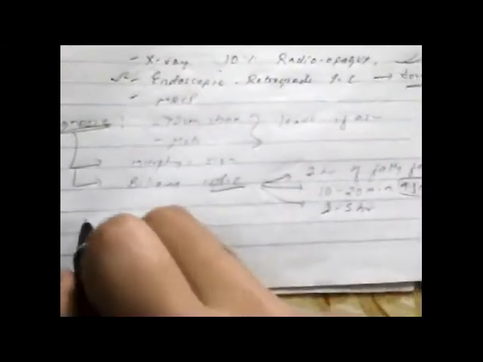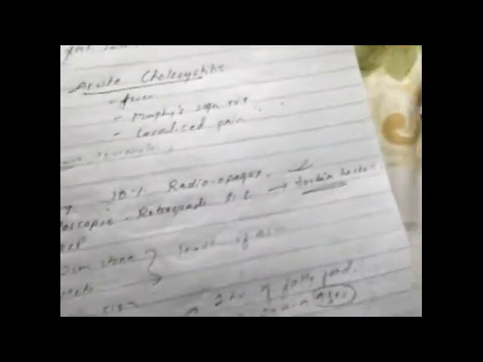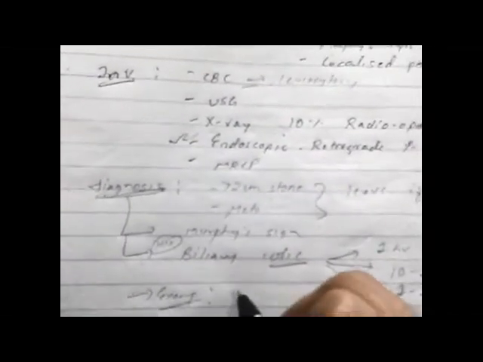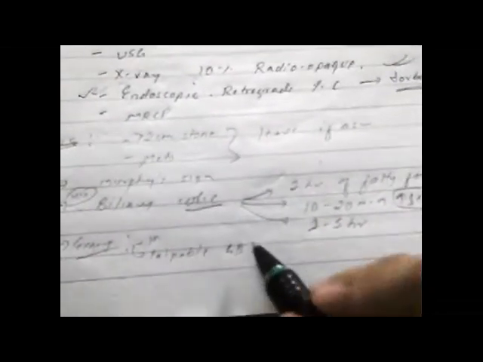And all the other investigations I have already mentioned can be done. On examination, from history there would be biliary colic, and Murphy sign will be there. If there is a palpable gallbladder, there is one thing called Courvoisier sign.